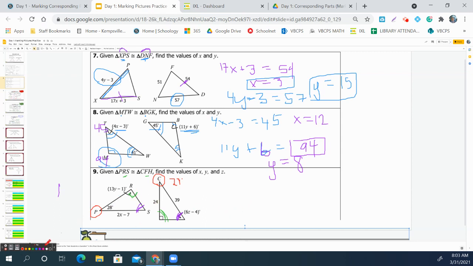R, what do I know about R? Absolutely. So 13y minus 1 equals 90. Right? So if I add 1 to both sides and divide by 13, what's y equal? So everybody should have a calculator out. Everybody should be doing 90 plus 1 divided by 13. Is that 7? Okay, so I found y. How do I find x?